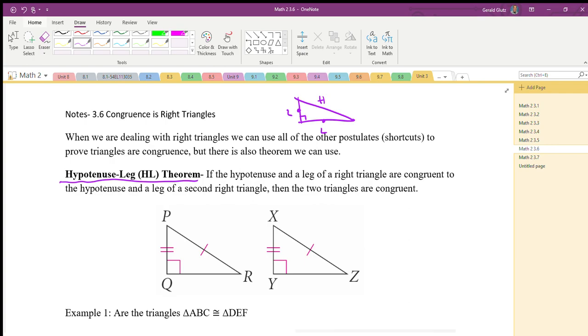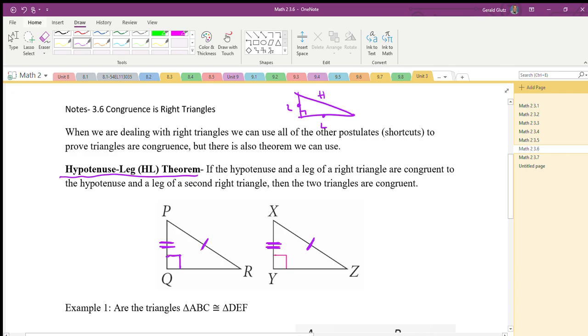So the hypotenuse leg theorem says that if we have two right triangles and we have one leg that is congruent on each triangle, and then the hypotenuse is congruent on each triangle, the two triangles are congruent. That's all we need to prove that two right triangles are congruent. Again, it has to be two right triangles, so I have to have that 90-degree angle.